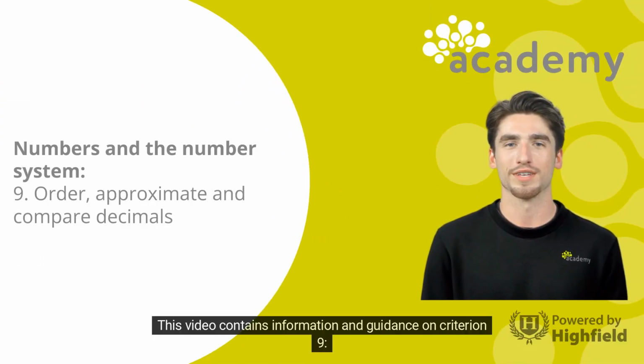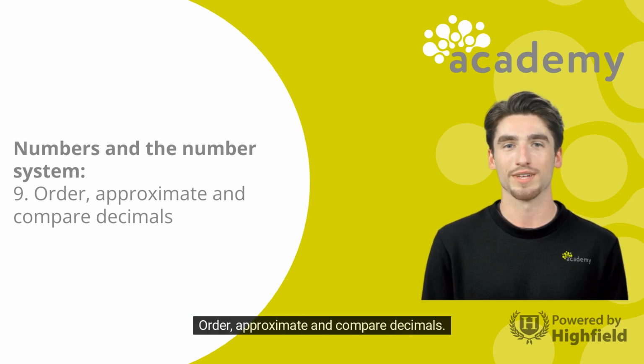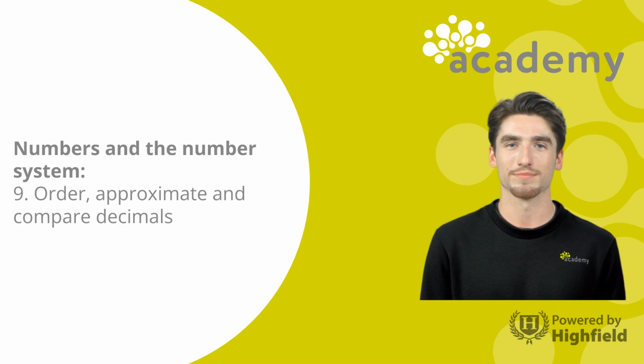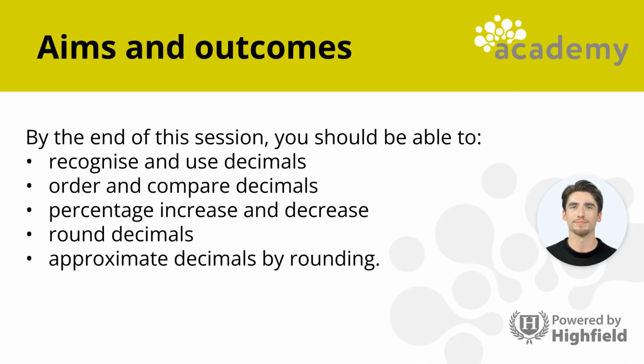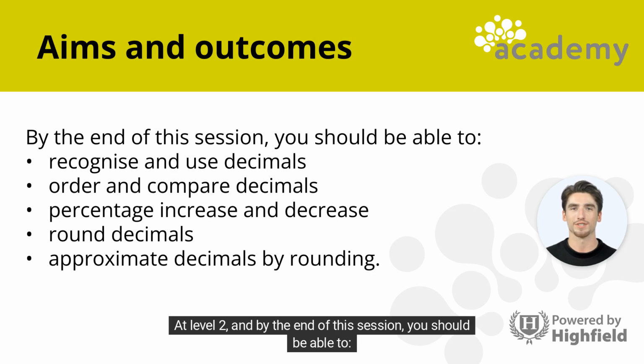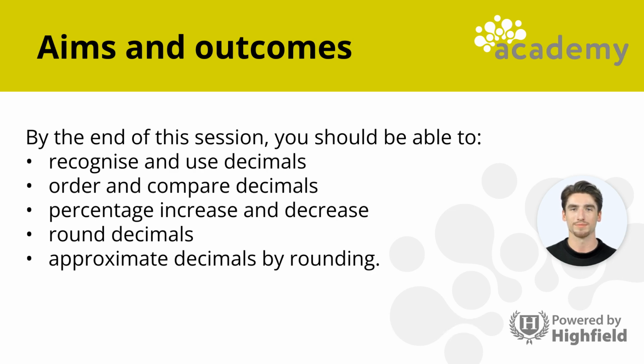This video contains information and guidance on Criterion 9. Order, approximate, and compare decimals. At Level 2, and by the end of this session, you should be able to recognize and understand decimals, order and compare decimals, round decimals, and approximate decimals by rounding.